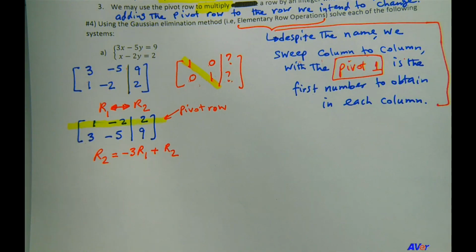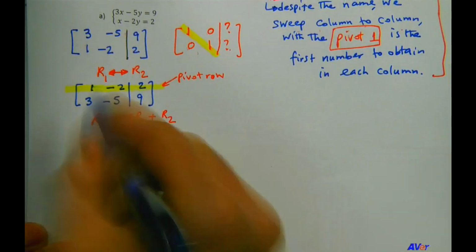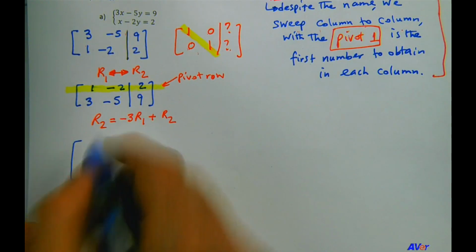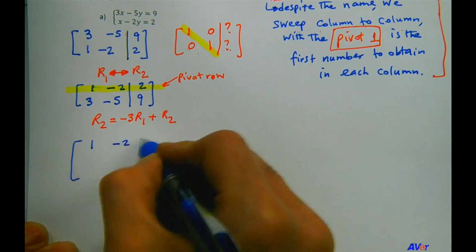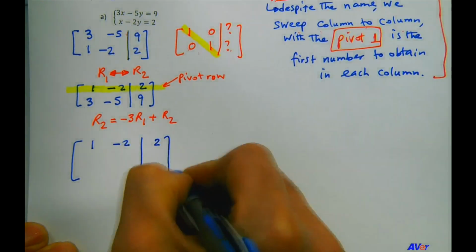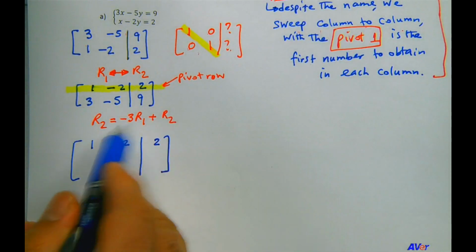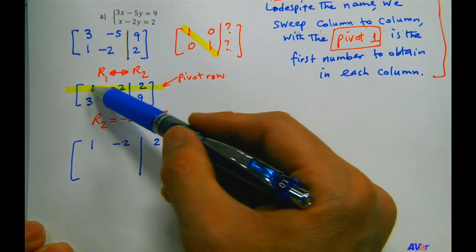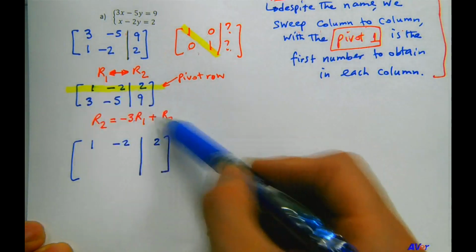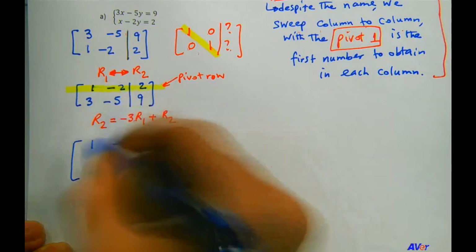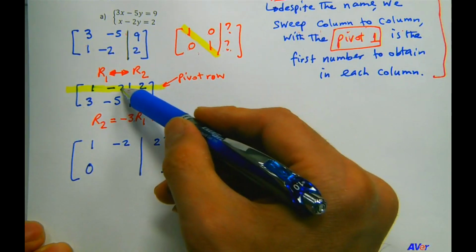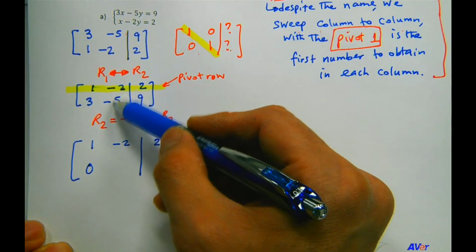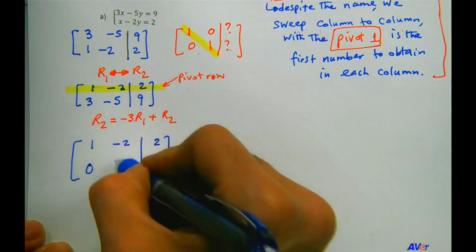Let's do that. The first row isn't changing, right? The first row is the pivot row. So 1, -2, and then 2. So now let's carry out this row operation. Minus 3 times row 1, minus 3 times 1 is minus 3, plus row 2, minus 3 plus 3, 0. Minus 3 times minus 2 is positive 6. Positive 6 plus negative 5, 1.